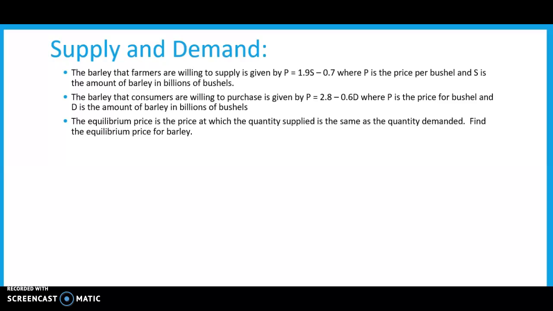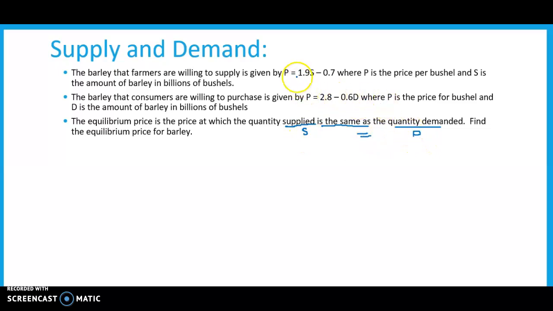The final bullet point says that the equilibrium price is the price at which the quantity supplied is the same as the quantity demanded. We are asked to find the equilibrium price for barley. In that last bullet point, we see that the quantity supplied, which would be S, the billions of bushels supplied, is the same as the quantity demanded, which would be D. And so we have a concept for solving where supply, S, equals D.